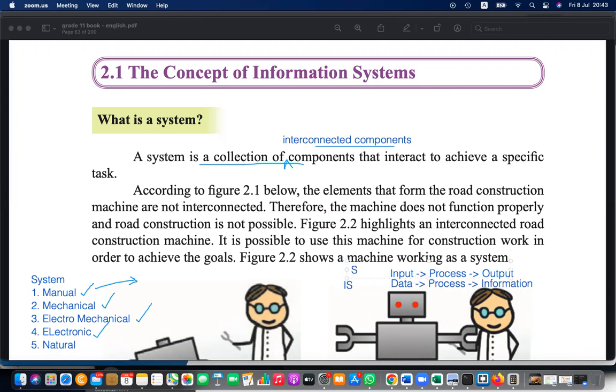Any system has three components: input, process, output. In an information system, it is data, process, and information. So that is what happens in an information system. This is the summary of the lesson that we are going to learn today. Actually, we have already learned it. We are summarizing this now.